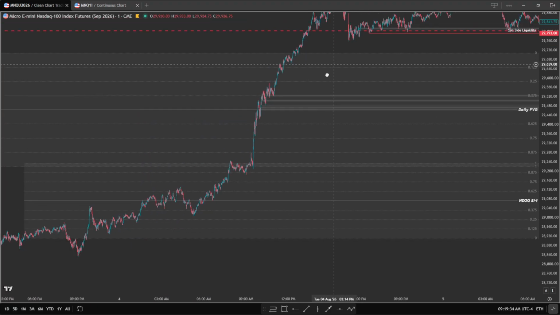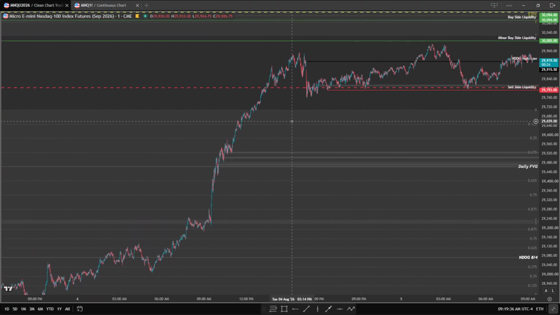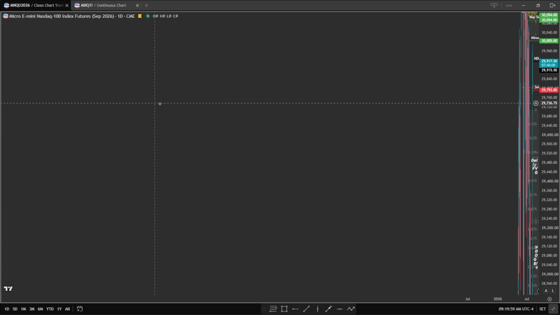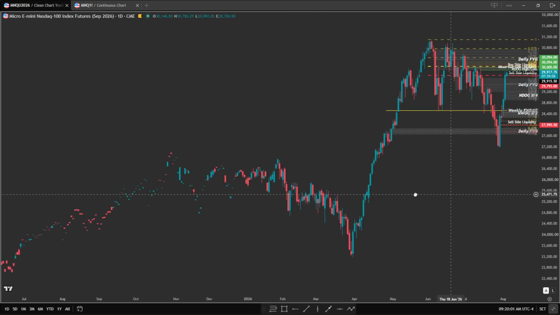And they're doing it in a manipulative way because of how quick it's moving and how little sell side is actually getting taken. So I feel like this move is kind of suspect. Oops, that's the wrong chart. Hold on. Let's try and go to a daily here. So the chart's going to be busy because it's a daily chart.